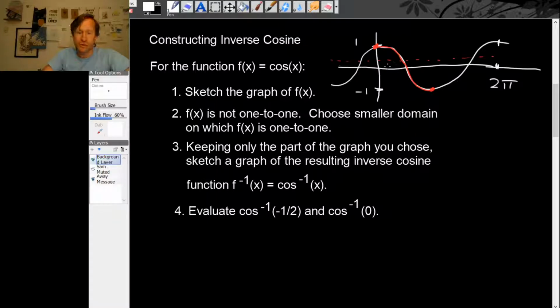This interval of input values from 0 up to pi is the largest interval that we can use to define inverse cosine. This isn't the only interval you can use. You could use from -pi to 0 or from pi to 2 pi, but this is the standard choice for constructing inverse cosine.